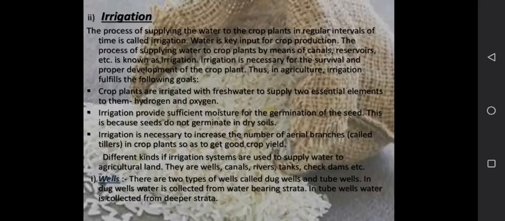Now, different kinds of irrigation systems are used to supply water to agricultural fields. They are wells, canals, rivers, tanks, check dams, etc. Now, the first is wells. There are two kinds of wells called dug wells and tube wells. In dug wells, water is collected from water-bearing strata, whereas in tube wells, water is collected from deeper strata.